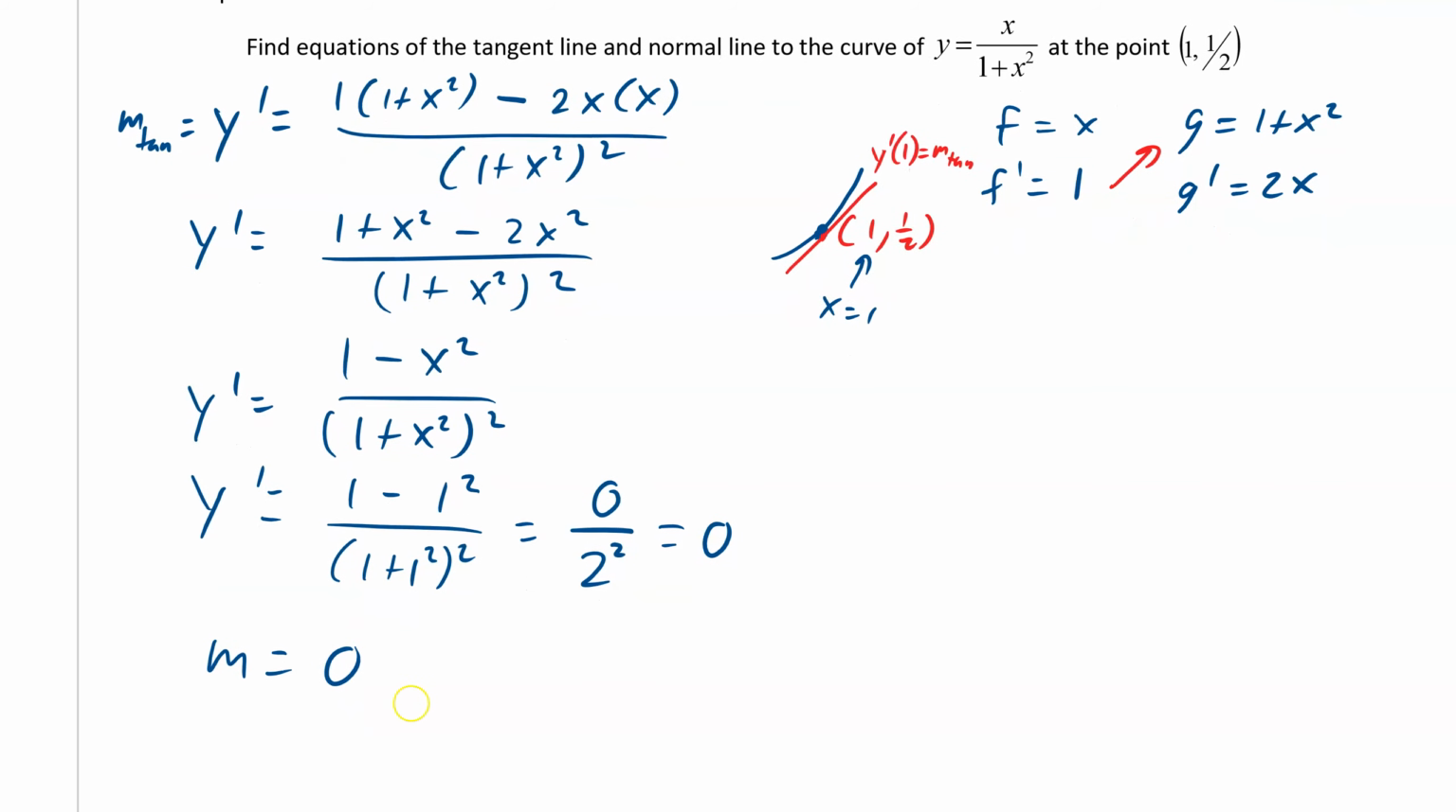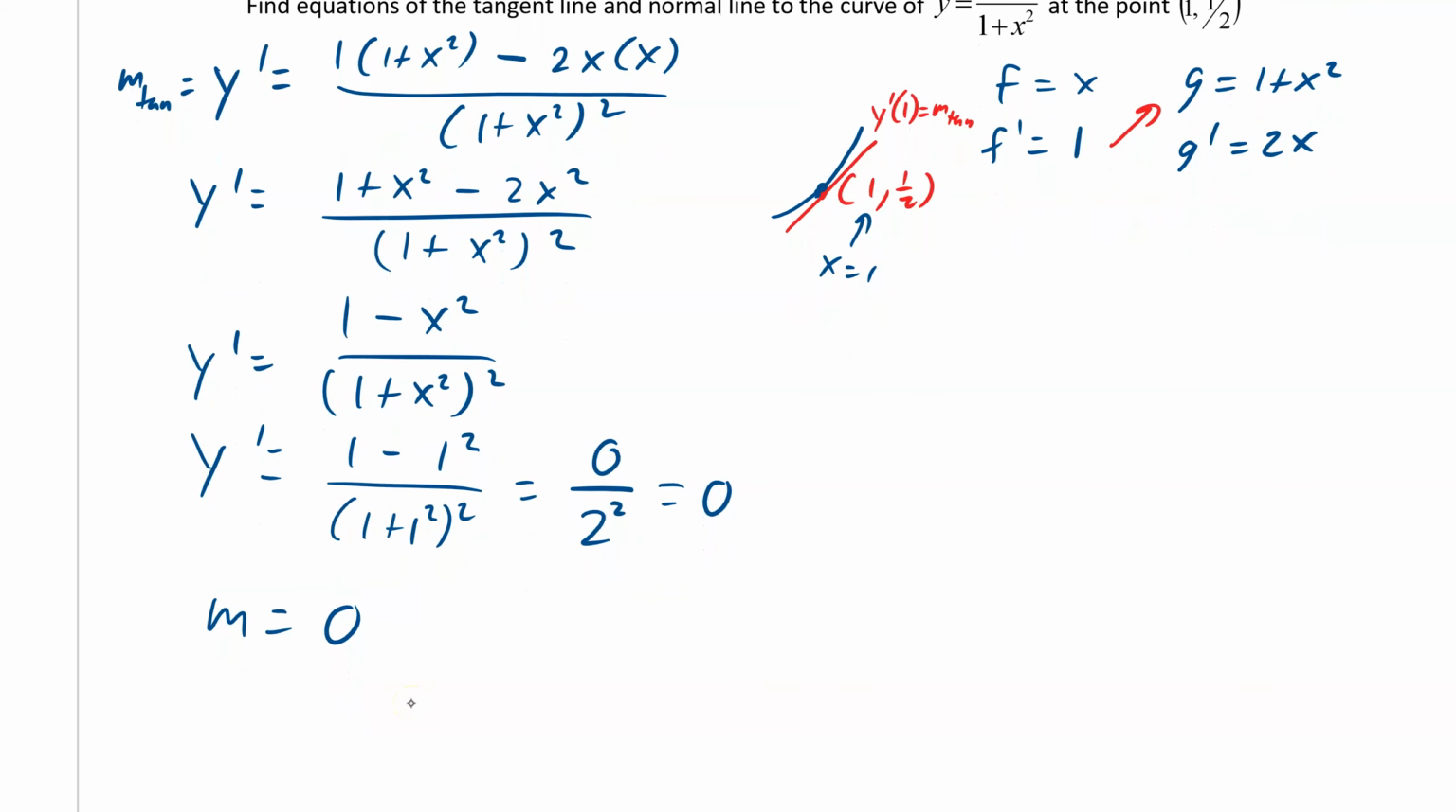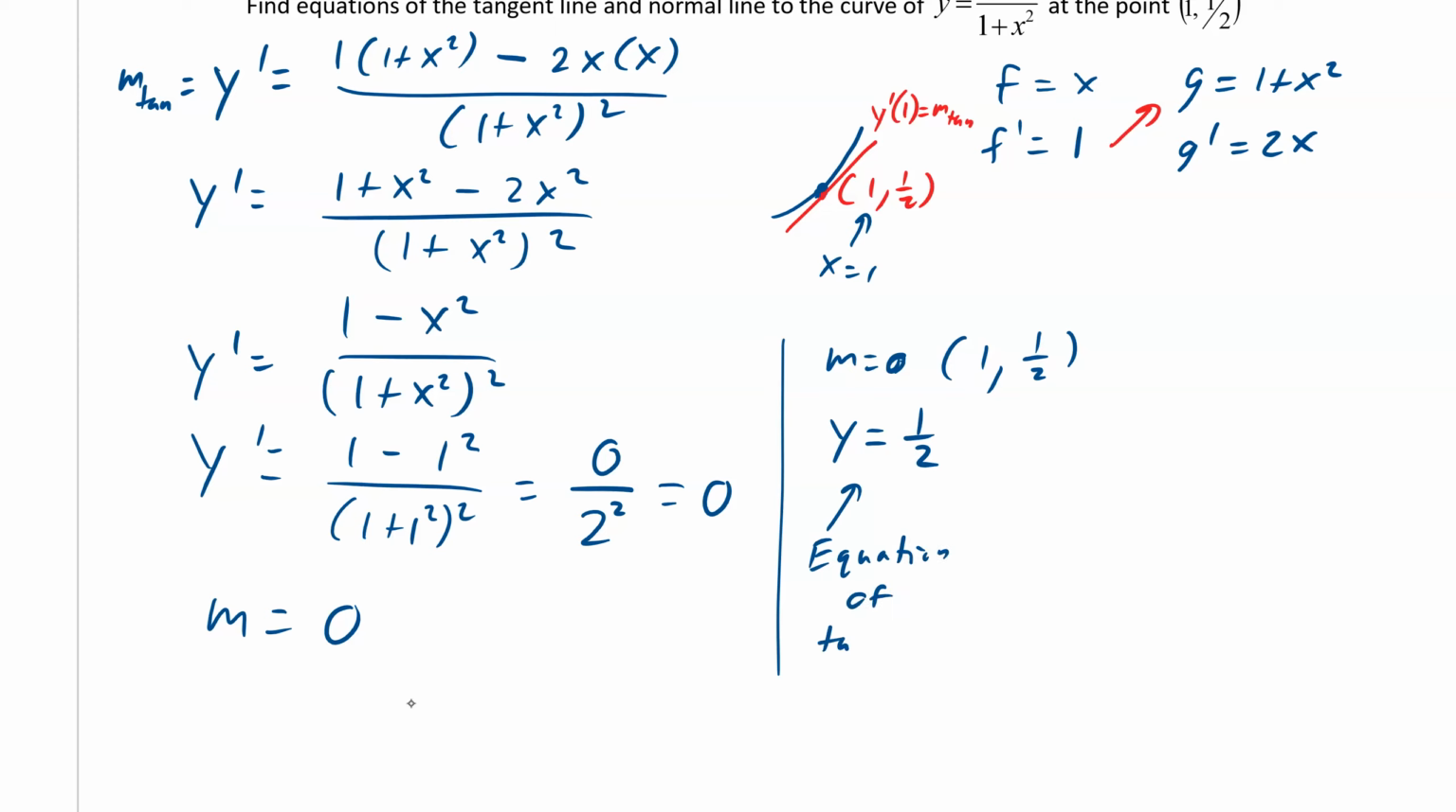And so now we can find the equation of our line. If we take that slope equals 0 and our point 1 comma 1/2, anytime you have a slope of 0, that's a y equals equation, and our y coordinate is a half. So this would be the equation of the tangent at 1 comma a half.